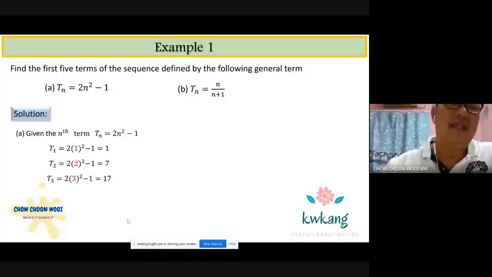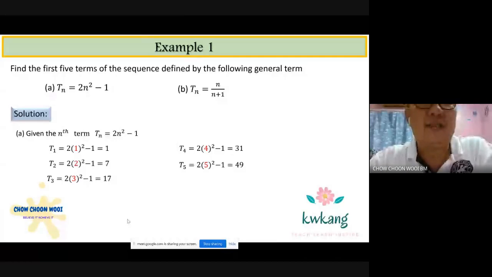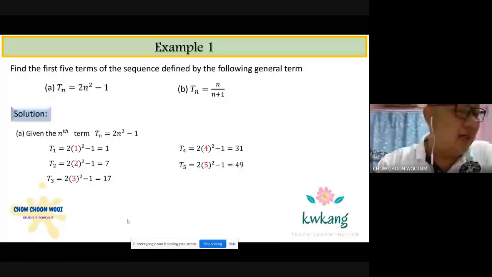First, the first one. Okay, we substitute this one, the n, by 1. Second, kita ganti dengan 2. Yang ketiga, tempat n, kita ganti dengan 3. Yang keempat, tempat n, kita ganti dengan 4. Yang 5, tempat n, kita ganti dengan 5. No? Final answer, we just simply use our calculator to calculate, which is 1, 7, 17, 31, 49.